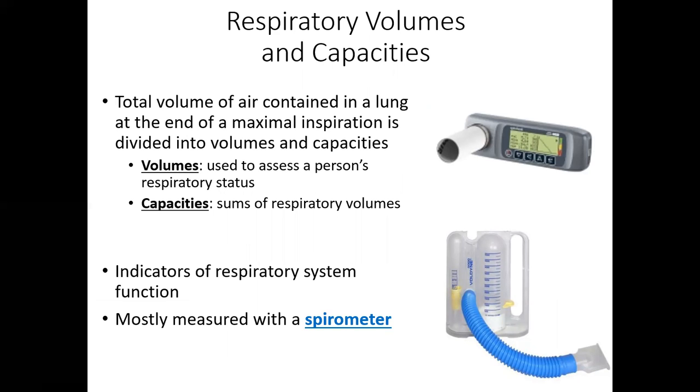We can measure not only the tidal volume, right? So the 500 milliliters that comes into and out of our lungs in a normal quiet breath, but we can also measure a series of other what are called volumes, right? So this is done with a tool called a spirometer.